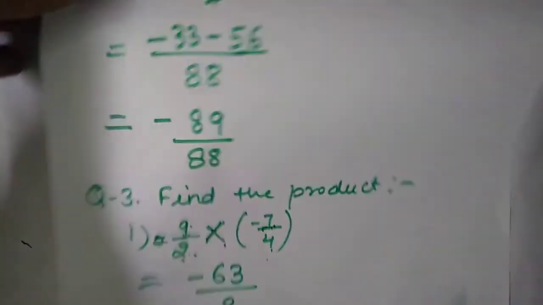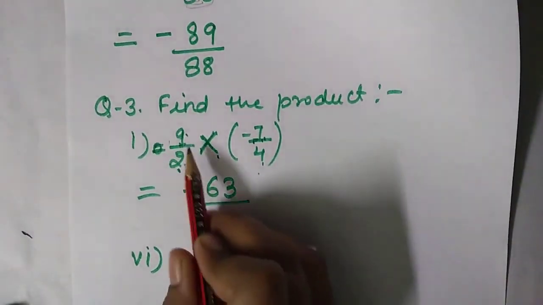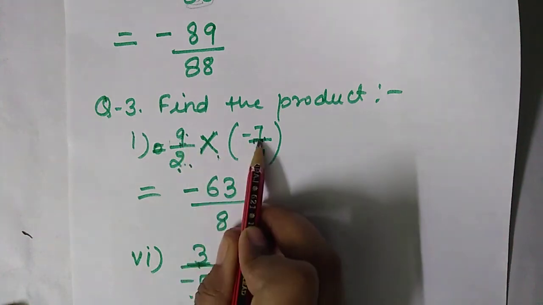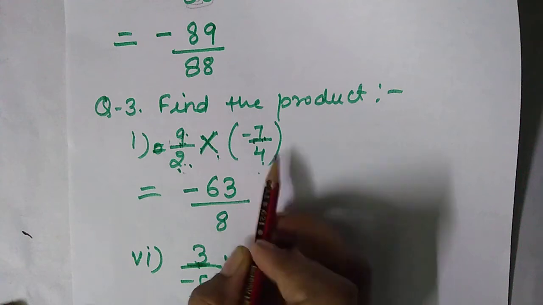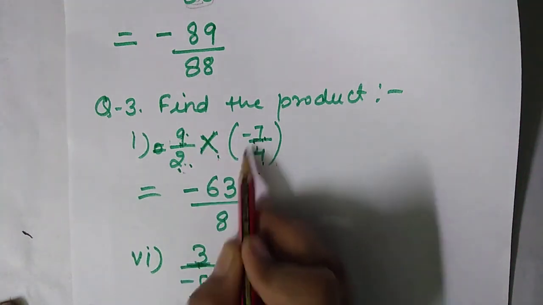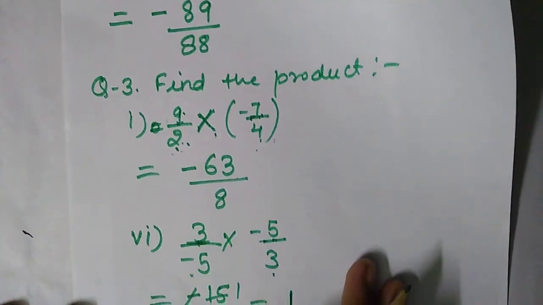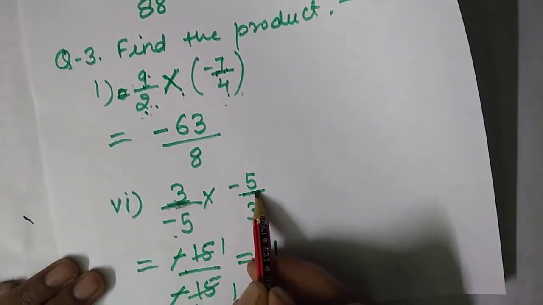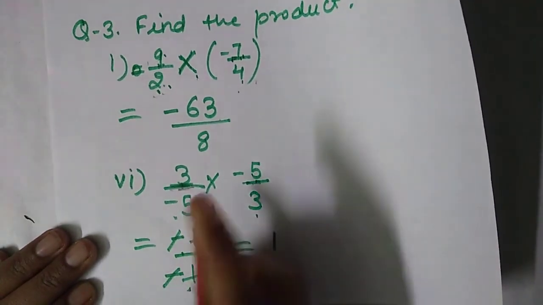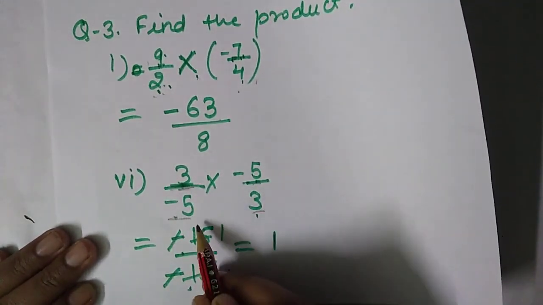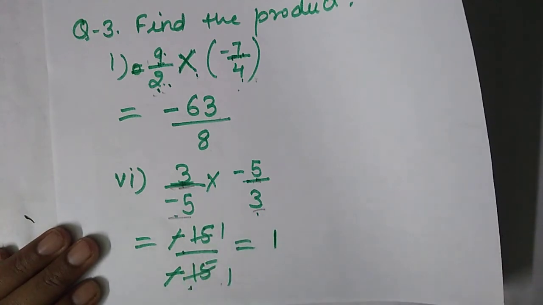Now come to product, how to multiply rational numbers. For multiplying them, you have to multiply the numerator with the numerator and the denominator with the denominator. 9 into minus 7 is minus 63 and 2 into 4 is 8. Same here, 3 into minus 5 is minus 15. One negative and one positive, when multiplied, give a negative. So on cancelling we get 1.